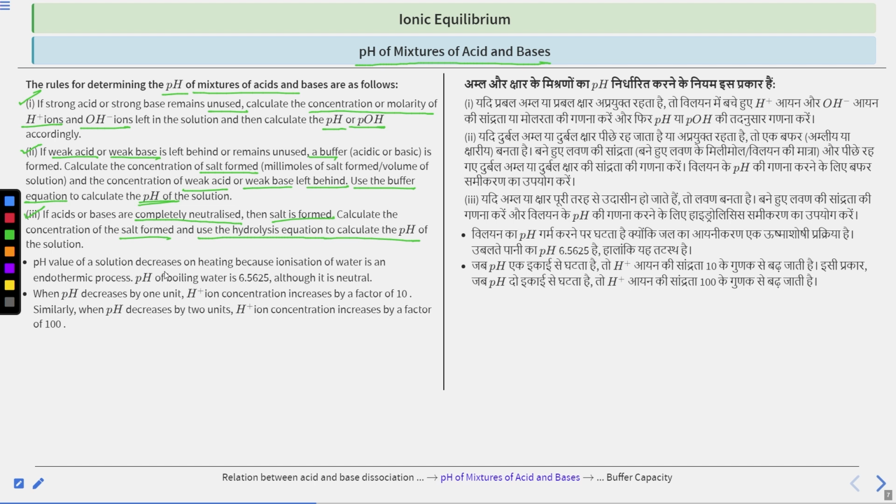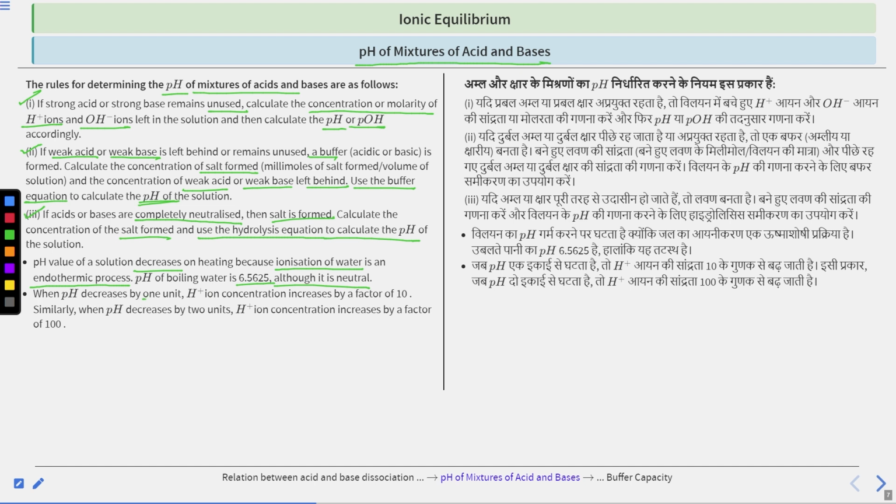The pH value of a solution decreases on heating because ionization of water is an endothermic process. And in an endothermic process, if we supply heat, the delta H will be positive. So in this case also, the pH value of the solution decreases on heating because ionization of water is an endothermic process. The pH of boiling water is 6.5, although it is neutral.